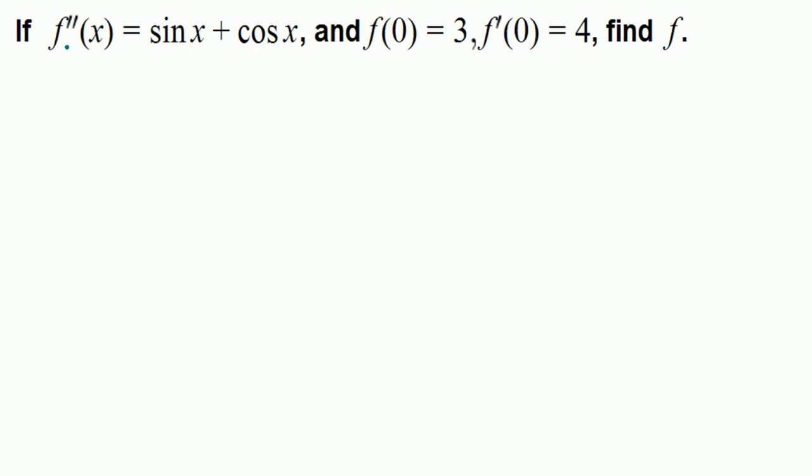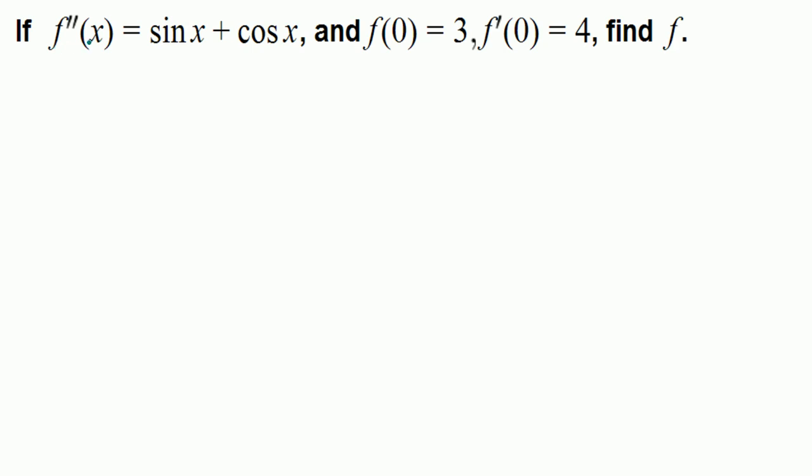f double prime, the second derivative of f, is given as sin x plus cosine x, and the function value at 0, that's the x value, when x equals 0, the function takes 3. That's an initial condition. And f prime at 0 equals 4, another initial condition, just to determine the unknown arbitrary constants. We need to find the function f.